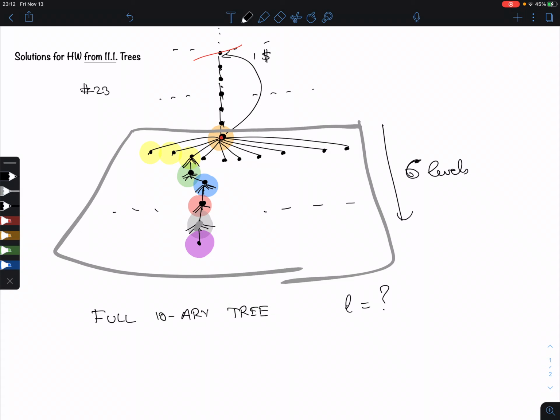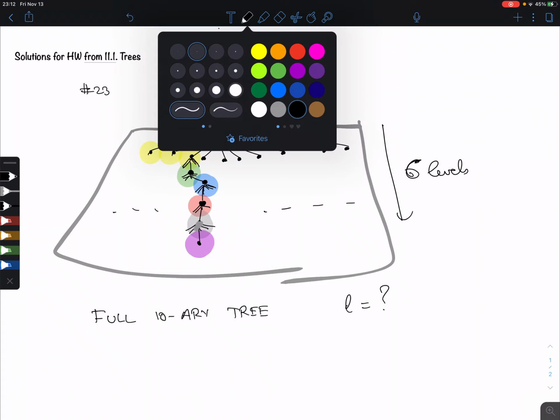Now, this is a full ternary tree, but it is much more. It's a complete ternary tree. That means there are no other leaves than on the 6th level. Okay, so let's calculate how many vertices on the 1st level there are. How many yellow vertices are there?